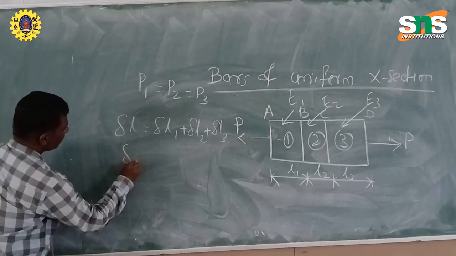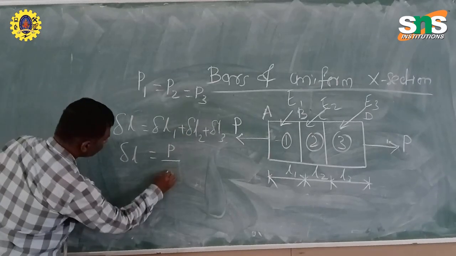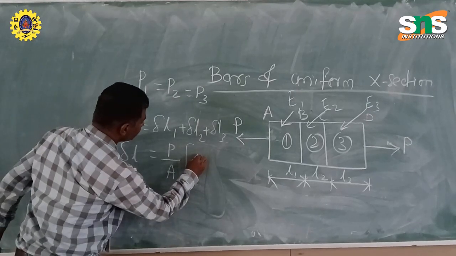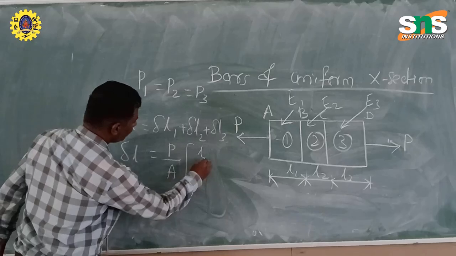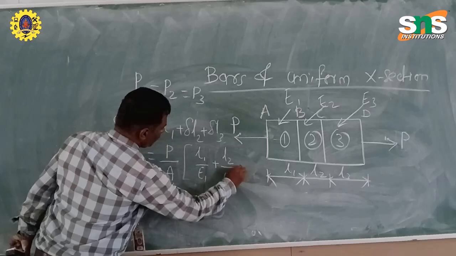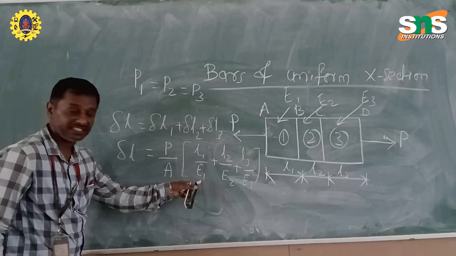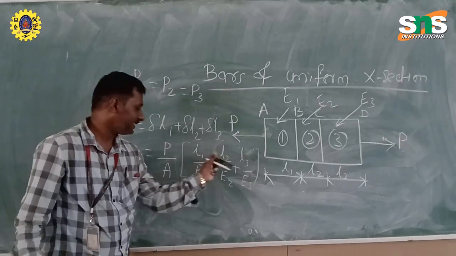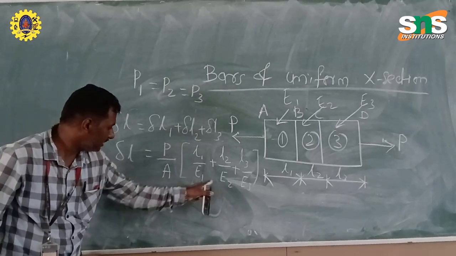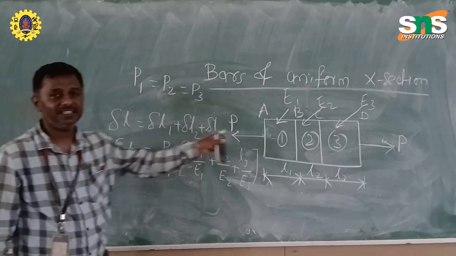So finally, since the load is constant and the area is constant, the difference is in the length and the Young's modulus. So delta L equals P by A times L1 by E1 plus L2 by E2 plus L3 by E3. Simply it is nothing but PL by AE. For each section it will vary. If everything is the same, that means the materials are the same, and E1, E2, E3 are all equal to E, then it will come out as common. Only the length is changing.